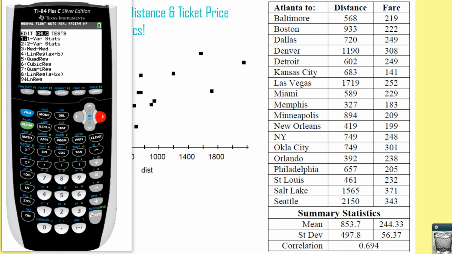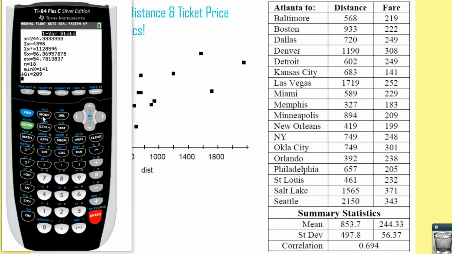Then do stat, calc, one variable stats for list 2. To type list 2, you press the second button, and on mine it's number 2. You see above the left-hand side of the button there's an L2. You want to select that, then hit enter. Now we can see that our mean is correct and our standard deviation is the same. So we've got those numbers.